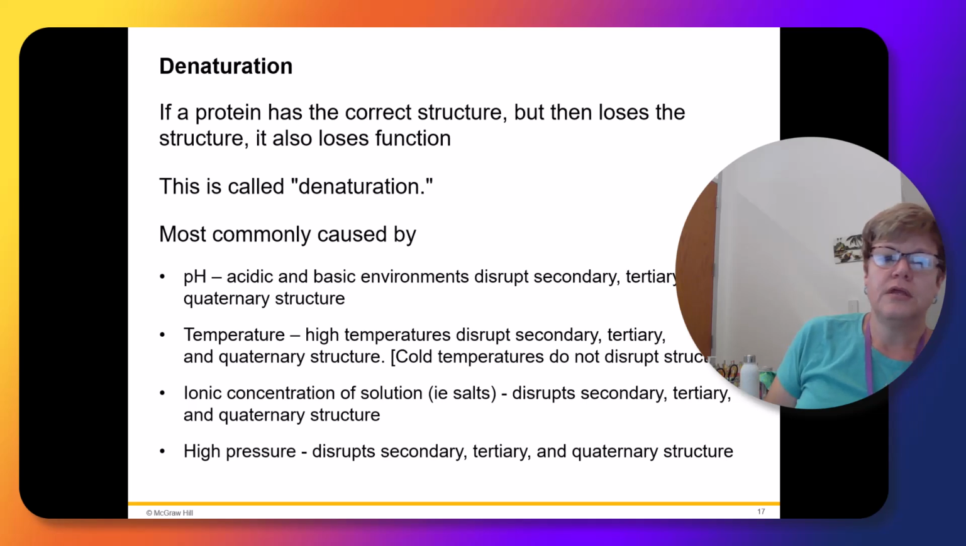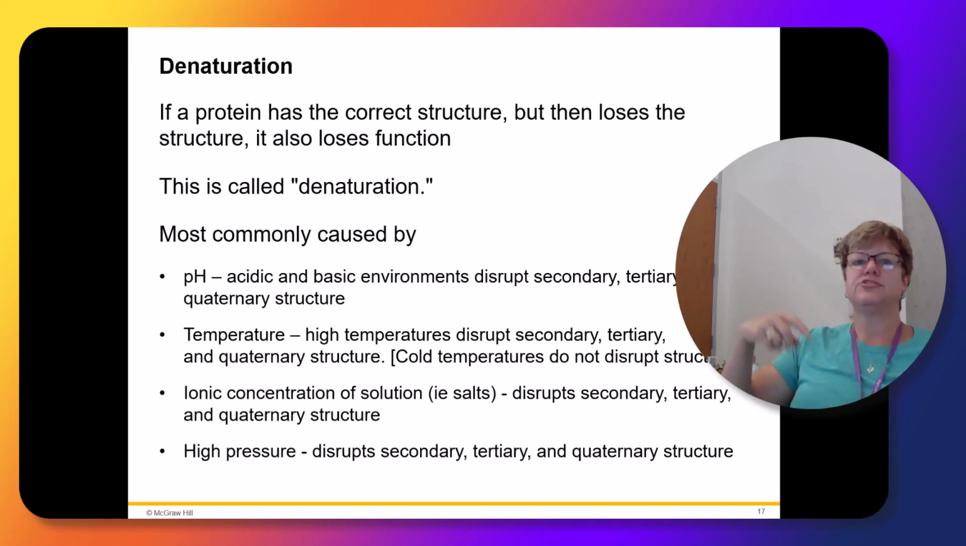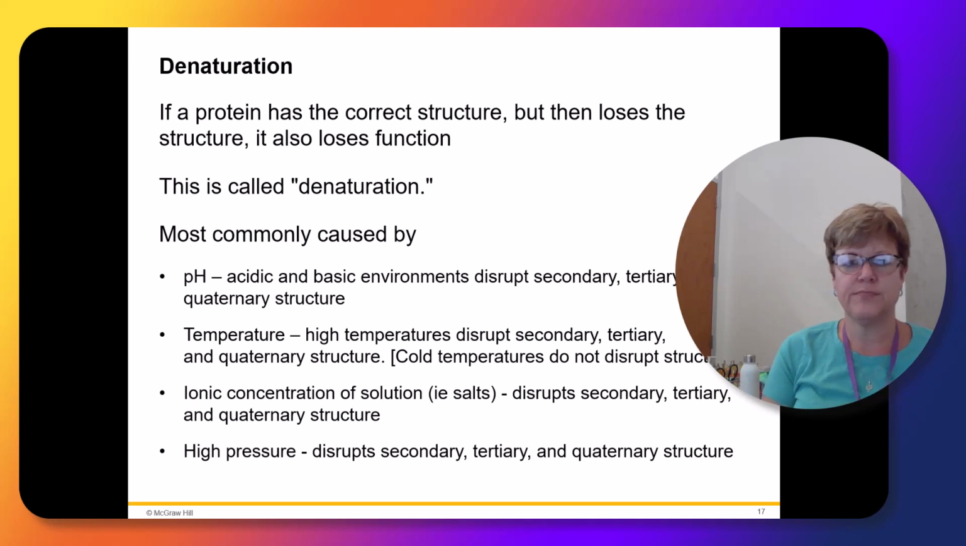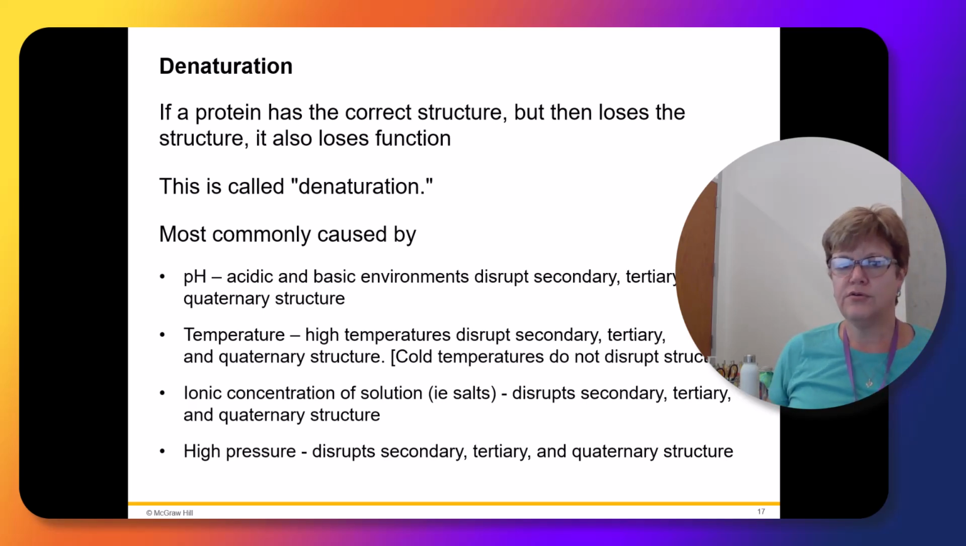I don't think I would try this, but if you dropped an egg white into hydrochloric acid or something very acidic, it will turn white and be like a cooked egg. But in that case, you haven't applied heat, you've applied acid. Acid and base will also denature a protein in the same way. And then salts, if you put too much salt into the environment of a protein, it will tend to have some unfolding effect on that protein. And then pressure.